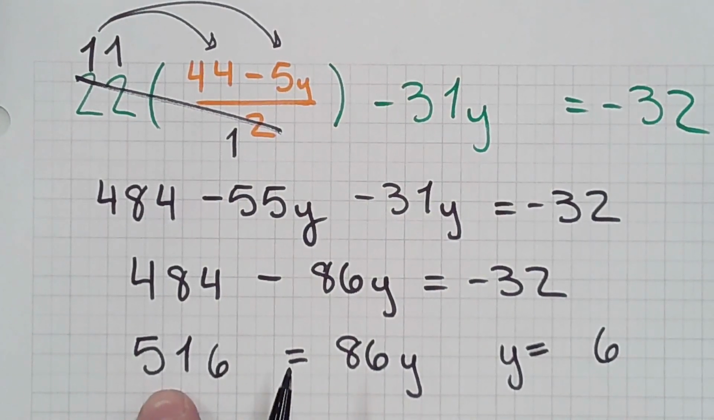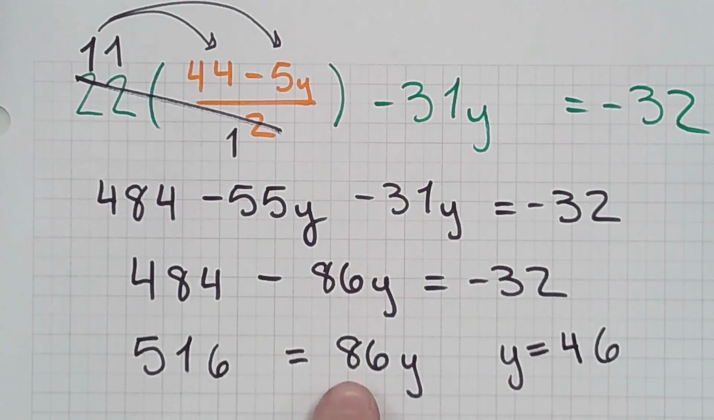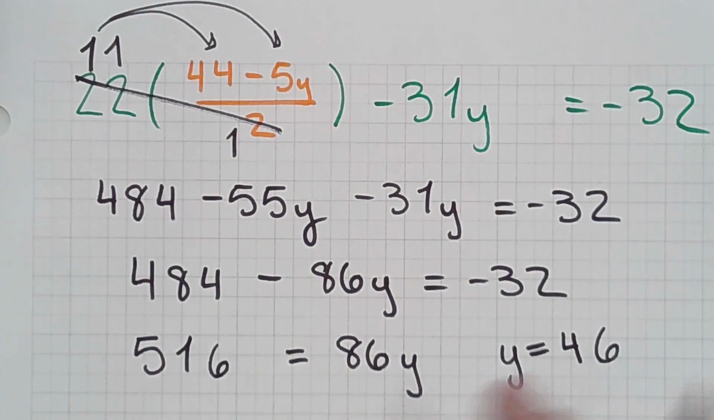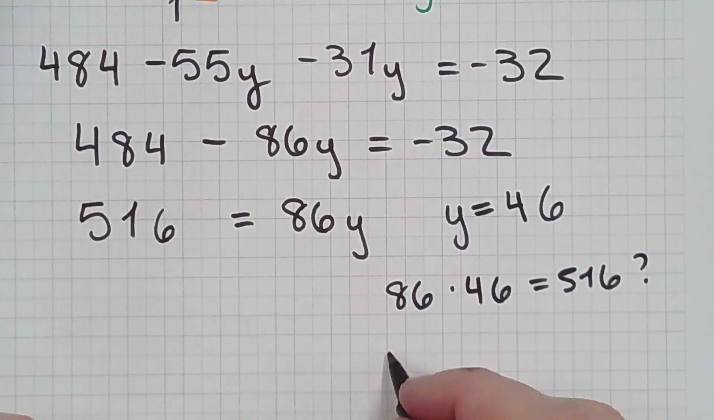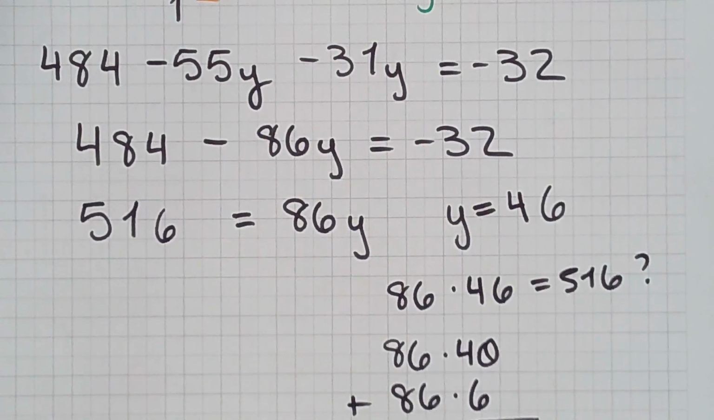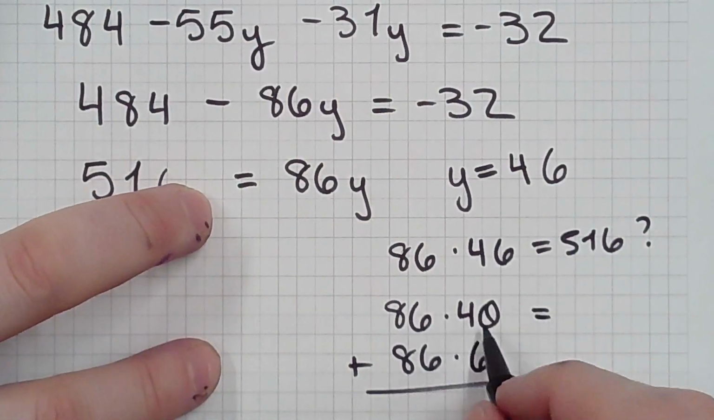And if I want to get close to 500, I think 46 is a good answer because 40 times 80 will get us 480. That's pretty close to this, right? So 56 is probably too big, 36 is probably too small. So I'm going to guess 46. Let's check and see if that's true. Is 86 times 46 516? Well, if it is, then 86 times 40 plus 86 times 6 should get us 516, right?